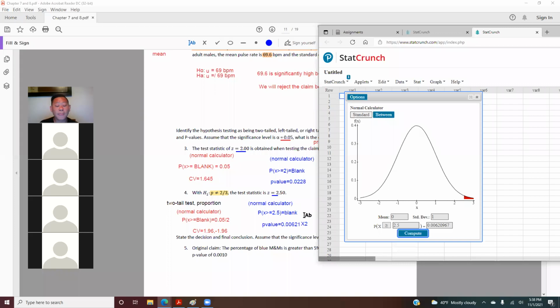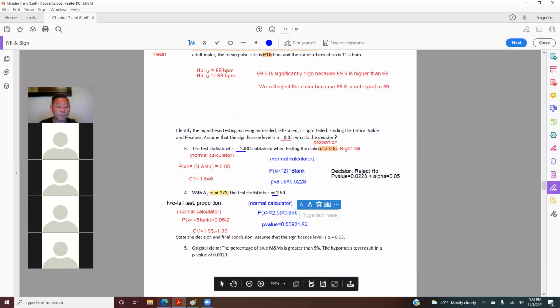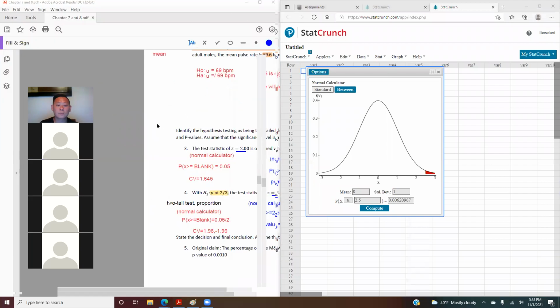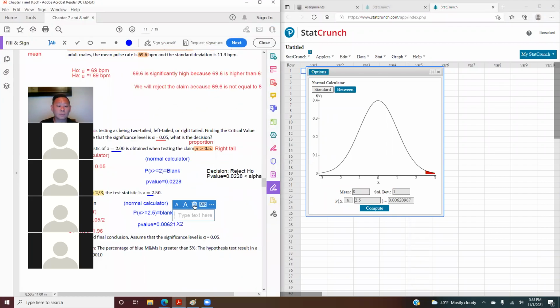Excuse me, where did you get it? Right here, the blank. Okay, thank you. And you need to double it because it's the same. So we're using this because it's specifically telling us the z-score. If it tells us the t-score, then we use the same thing except go to the t calculator. Yes, you're correct.